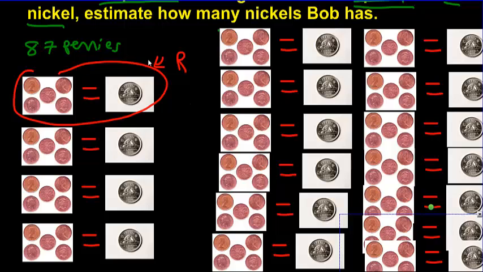How many nickels does Bob have? Well, let's count them. We have 1 nickel here, 2, 3, 4, 5, 6, 7, 8, 9, 10, 11, 12, 13, 14, 15, 16, 17 nickels.